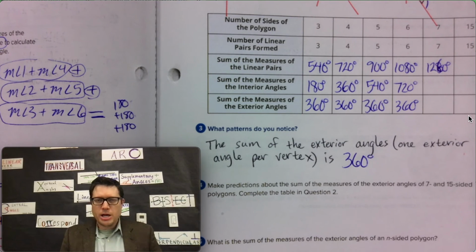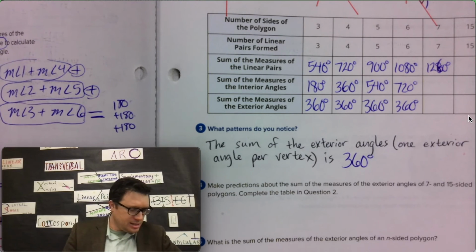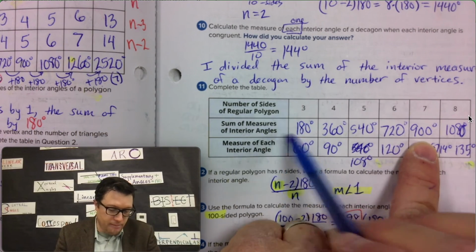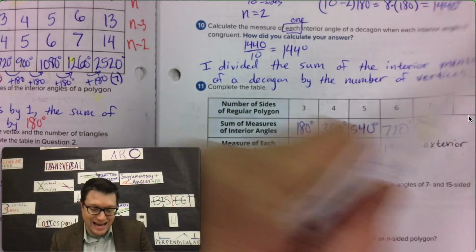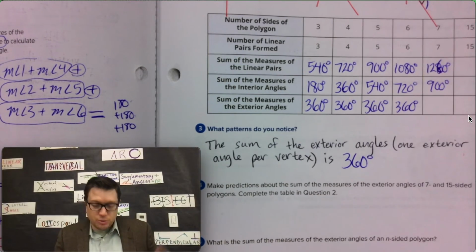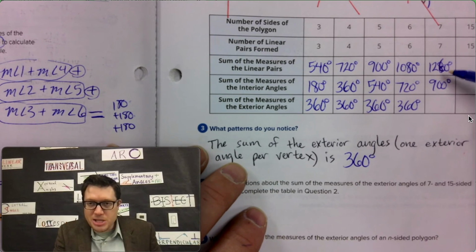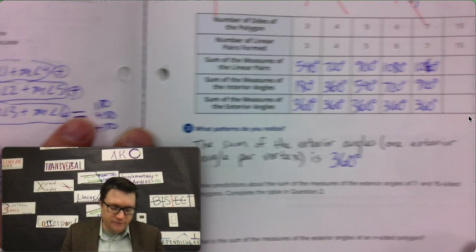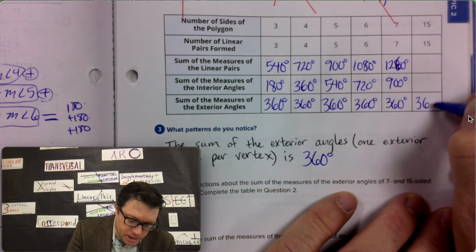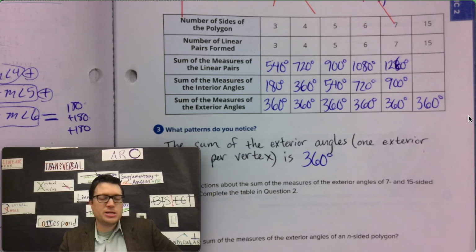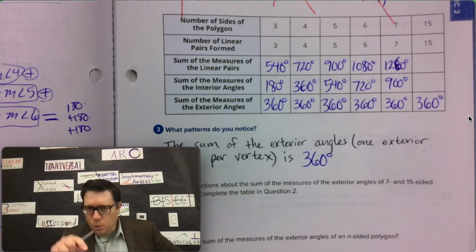So 1,260 degrees is the sum of the measures of the linear pairs. Now, from the previous table, I believe we did talk about a heptagon. The sum of the measures of the interior angles is 900, so we can write that right here. And you subtract, right? 1,260 minus 900, we should already know it's 360. In fact, we can fill that in right here. We know it's going to be, for a 15-sided shape, the sum of the measures of the exterior angles is going to be 360.